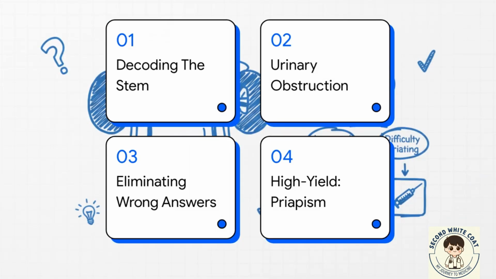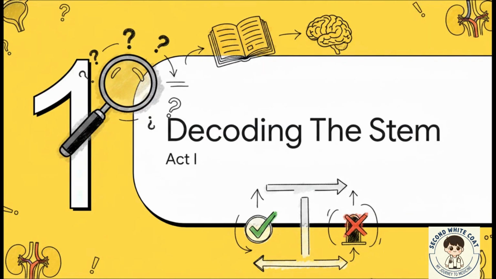So here's our roadmap for today. First, decoding the question stem. Second, mechanisms of urinary obstruction. Third, eliminating the wrong answers. And finally, the high-yield trap, priapism. Let's get into it. Act 1, decoding the question stem.